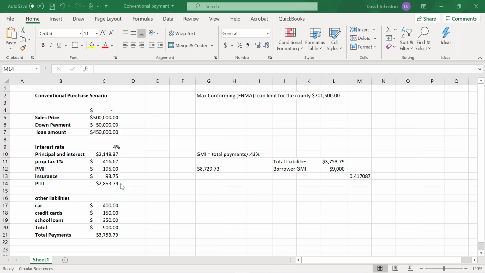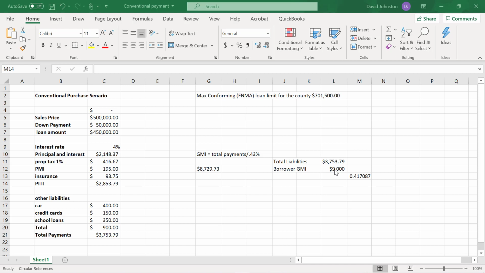$2,853.79. And this person has other liabilities also, things that show on a credit report, like a car payment, credit cards, school loans. So total other liabilities are $900. And I want to find out what the total liabilities are to find out my debt-to-income ratio. So I'm going to take my total payment, add my liabilities, and that's $3,753.79.